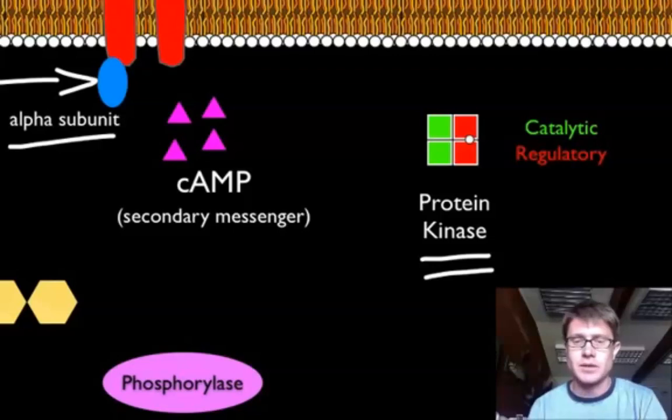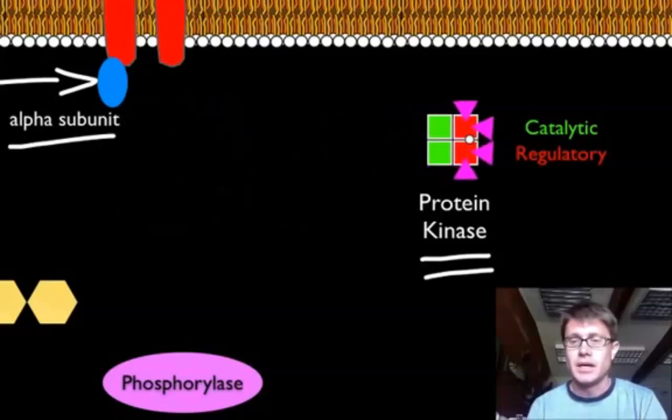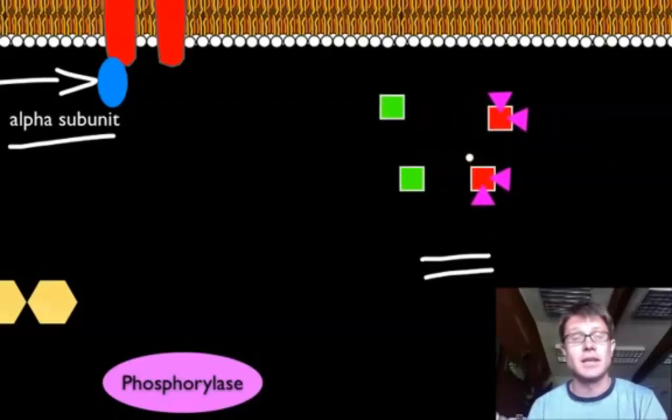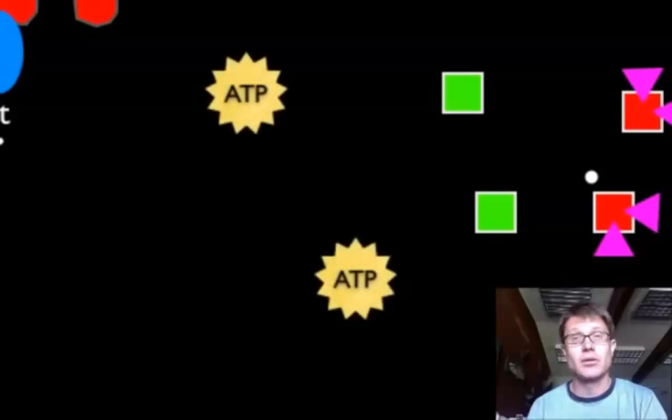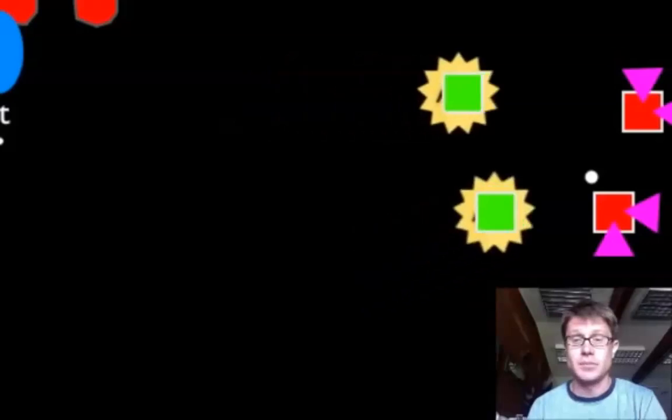But let's watch what happens to the cyclic AMP. It'll actually bind to those regulatory portions of the protein kinase, and it releases the catalytic portions. And so now we have this cascade. In other words, we have this cascade of energy. Those catalytic portions are going to become phosphorylated. In other words, they're going to pick up energy from ATP, and they're going to become activated.